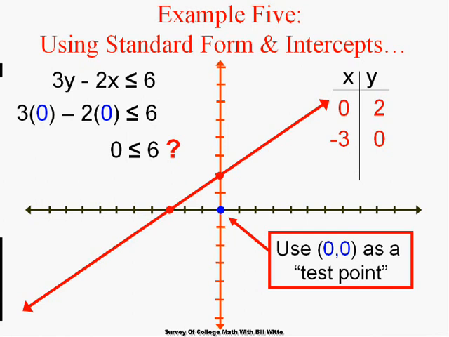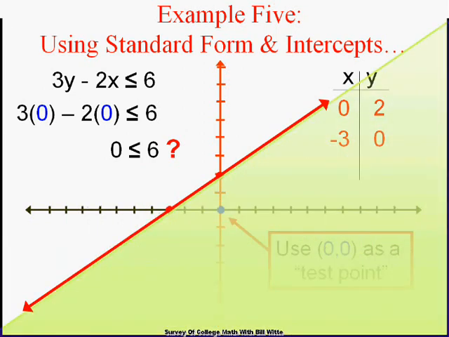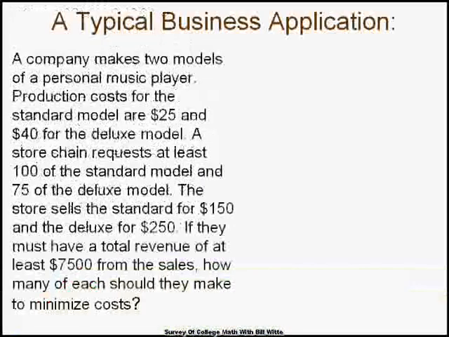If it is true, then that blue point is part of the correct shading. If it isn't true, then that blue point is not part of the correct shading, and I should shade on the other side. In this case, 0 is less than or equal to 6, so the blue point is included in the correct shading, and that means it tells me which side to shade. I should shade the side below where the blue point is. And that's my answer. Okay, so use the point 0, 0, or any point. The reason I use 0, 0 is because it was easy to work with.